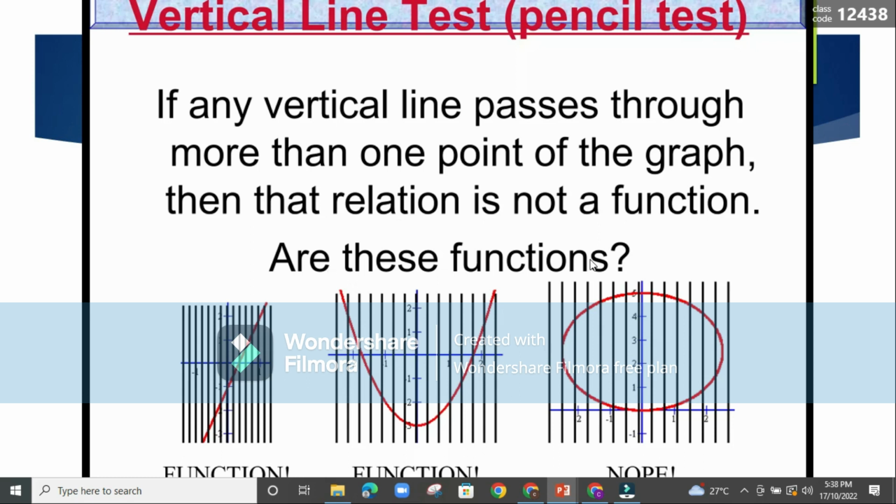So are these functions? Take a look at this one. The graph is the red one and the vertical line tests are the black ones. So this is a function. This is not a function. This is a function, by the way. Again, this is a function because it intersects one point. This is also a function because the vertical line only intersects at one point. And this is not a function because the vertical line intersects 2 points.